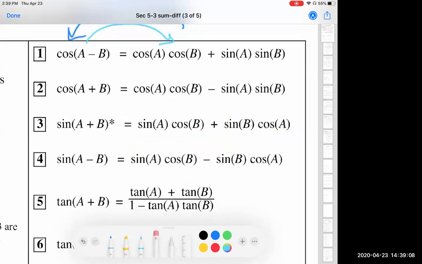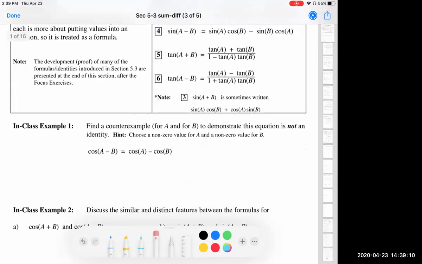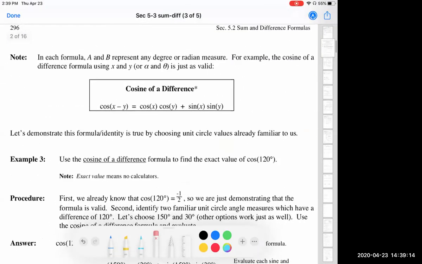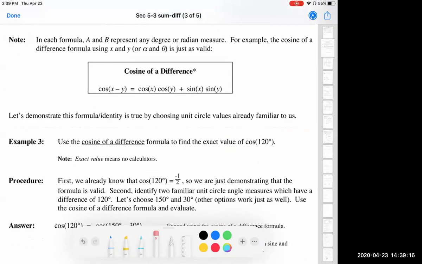That's what I wanted us to do for example 1. Take a moment to look at these equations. All right, now on to the next page. In each formula, A and B represent any degree or radian measure. So we can work with these in both degree and radian measure. For example, the cosine of a difference formula using x and y or alpha and theta is just valid. So here we have our cosine of a difference.